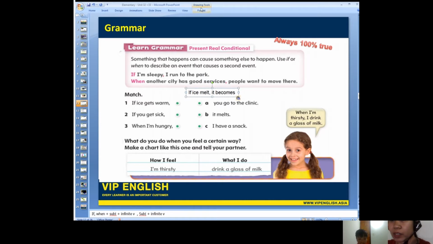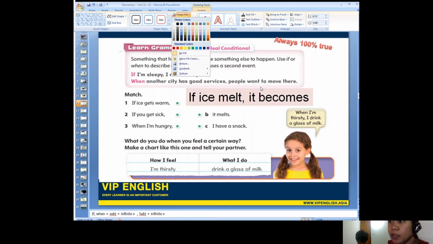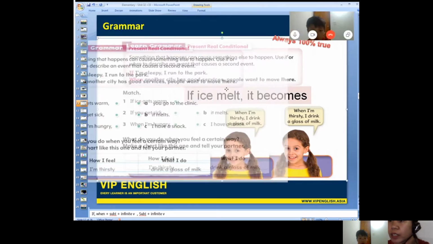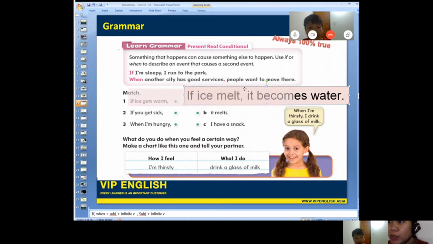If ice melts, I will make this bigger. If ice melts, it becomes water. Yes, very good. Okay, it becomes water.